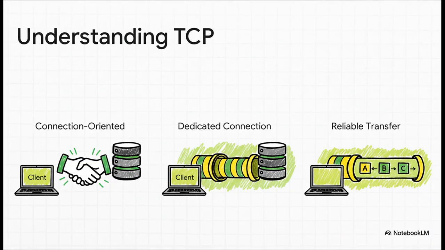So, totally unlike UDP, TCP is what we call connection-oriented. You have to actually establish a connection before you send a single piece of data. It's exactly like dialing a phone number and waiting for someone on the other end to pick up and say, hello. This whole initial setup process is called a handshake, and it's what guarantees that your data will arrive reliably and in the perfect sequence. It basically creates a dedicated private pipe between the client and the server.